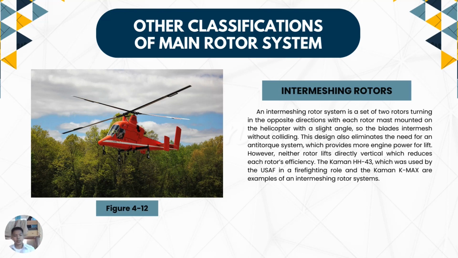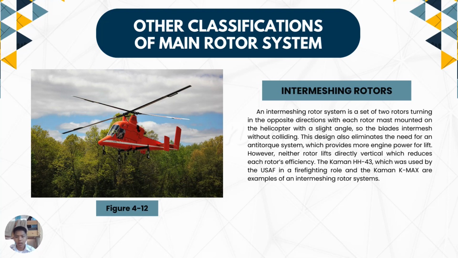Next is the intermeshing rotors. An intermeshing rotor system is a set of two rotors turning in opposite directions, with each rotor mast mounted on the helicopter with a slight angle. So the blades intermesh without colliding.